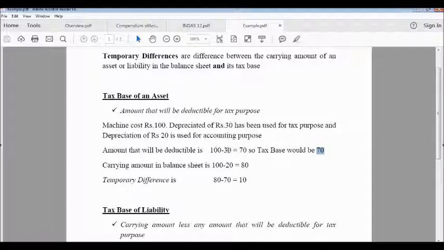That is 100 minus depreciation already used for the tax purpose. And the carrying amount of the asset in the balance sheet is 100 rupees minus 20 rupees, which is the depreciation for the accounting purpose. So carrying amount is 80. Therefore the temporary difference is the difference between the carrying amount of an asset in the balance sheet and its tax base. So here the tax base is 70 and the carrying amount is 80. Therefore the temporary difference here is 10 rupees. So that's how the tax base of an asset and the temporary difference will be calculated.